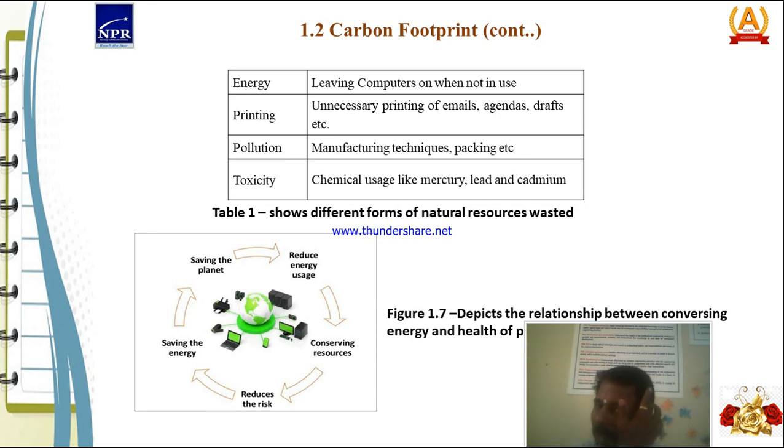See the different forms of natural resources wasted: the energy used for leaving a computer on when not in use; printing, such as unnecessary printing of emails, agendas, drafts, etc.; pollution from manufacturing techniques, packing, etc.; and electricity and chemical usage like mercury, lead, and cadmium. So these are some different forms of natural resources.